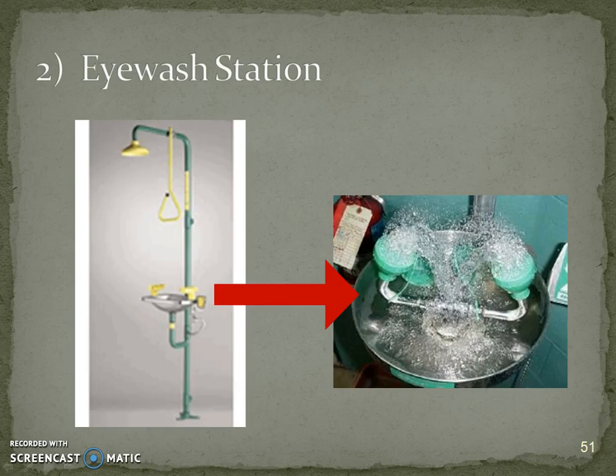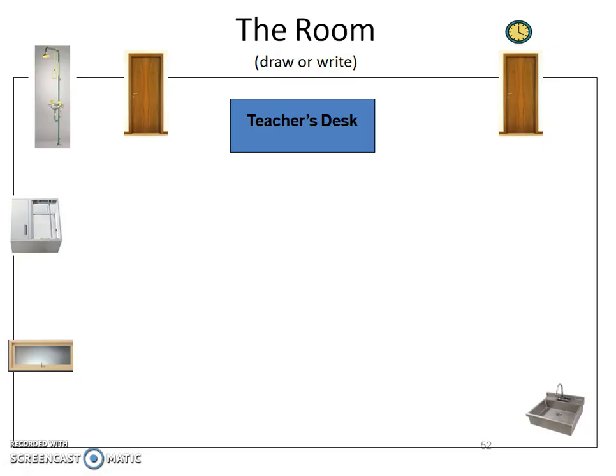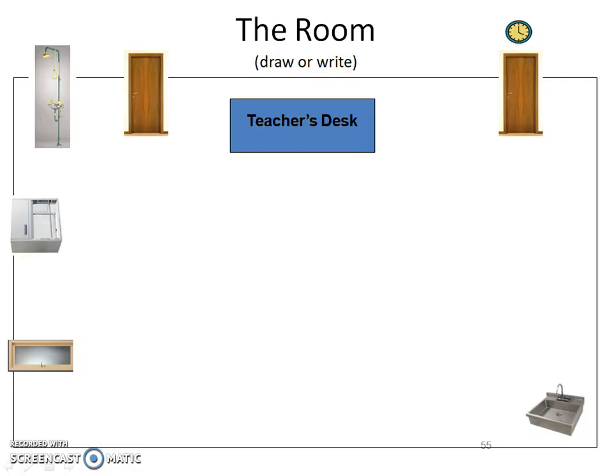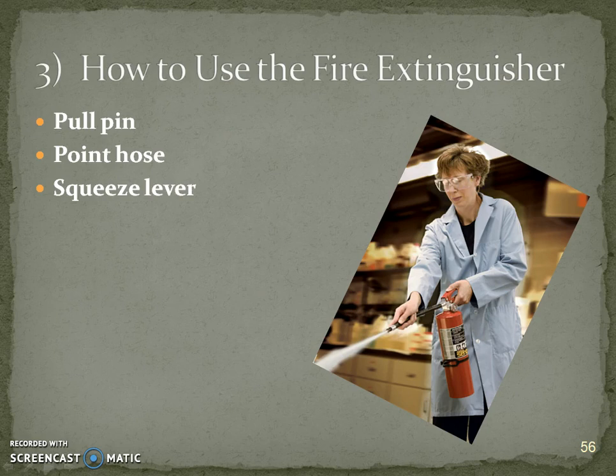Number 2 is the eyewash station. Again, where is it in the room? Right there. Draw or write it in. And this is how you would use it. Again, as long as you give me a somewhat similar explanation on your quiz, you'll be fine. The fire extinguisher is right there in front of the teacher's desk. How to use it? Again, write something down.